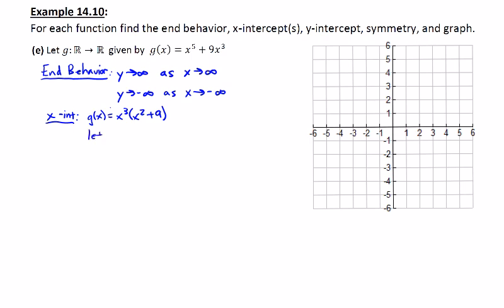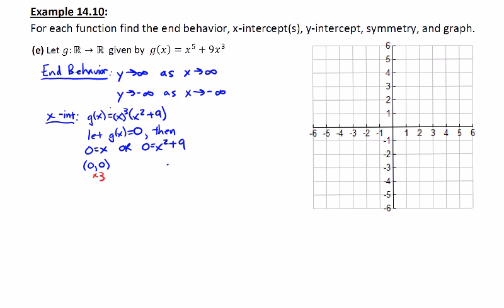Go ahead and go straight to calculating the zeros. Let g of x be equal to 0, and then you're going to get 0 is equal to x, or 0 is equal to x squared plus 9. So that first result, 0 equaling x, is going to result in the origin as an x-intercept. And since x is actually being cubed in the equation, you can see here x is to the third power, that means we have a multiplicity of 3 on that particular x-intercept.